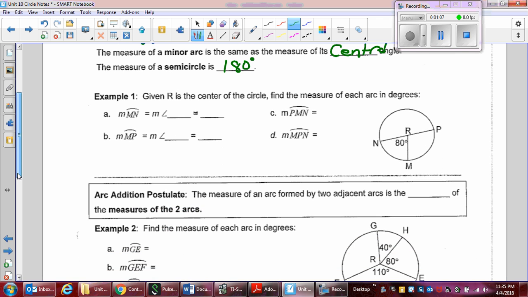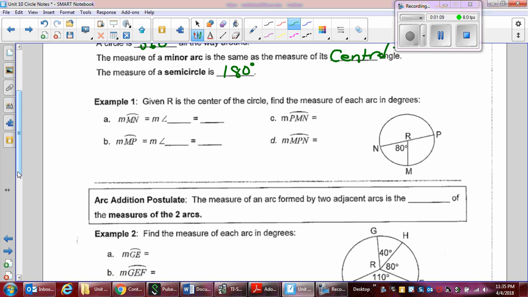In this case, given R is the center of the circle. Whenever we are naming a circle, we use the center. I don't use anything on the circle, but I use the center. Given R is the center of a circle, find the measure of each arc. The first one is, what would be the measure of arc MN, the degree measure of that arc? Clearly the central angle is 80.